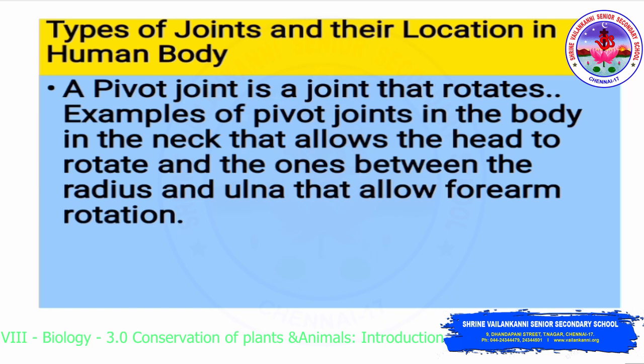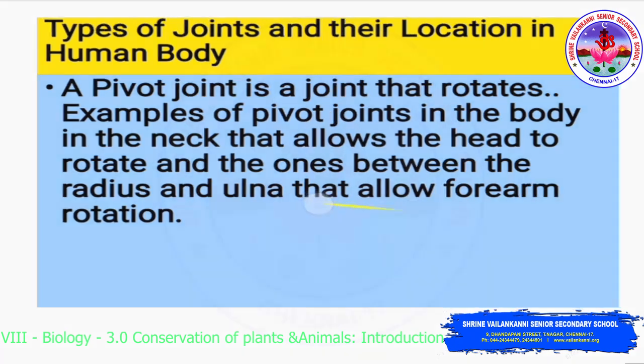Examples of pivot joints in the body are in the neck, which allows the head to rotate, and the one between the radius and ulna that allows forearm rotation. This is where the neck joins the head. It allows the head to move backwards and forward and turn to right and left. We can move our head to the right side, left side, upward and downward only because of pivot joints.